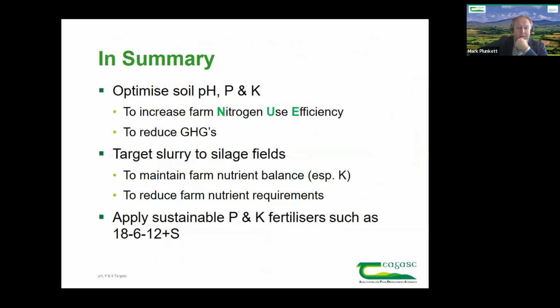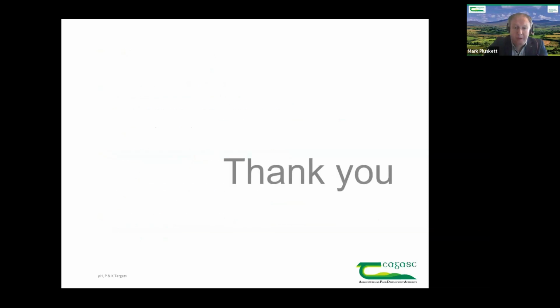There's a lot of K in slurry, and also to reduce our nitrogen requirements. And again, in terms of fertilizer blends, the most sustainable products are a move to 18-6-12, 13-6-20 type products. So that's it for me. If there are any questions, I'll take them now.